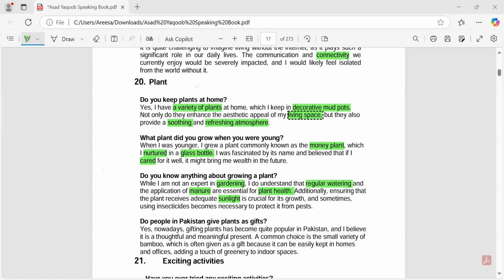Okay, so we got a variety of words in this. One thing: does anyone know what manure is?